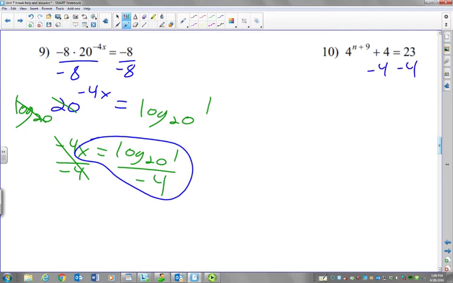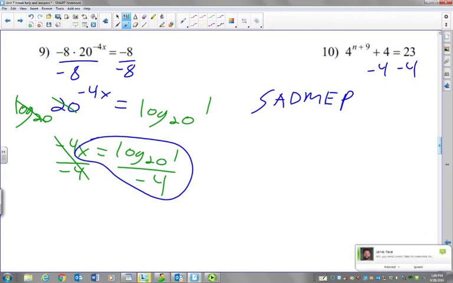For number 10, don't forget to minus 4 to both sides first. You got to do PEMDAS backwards. So PEMDAS backwards, what? SADMEP. So subtraction is what we had to do there in addition. And then if you have to do multiplication, division next. And then we'll eventually get to the n plus 9, the exponents. So do PEMDAS backwards, do SADMEP on these.